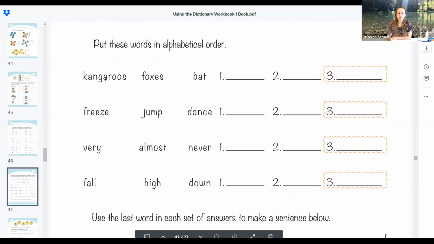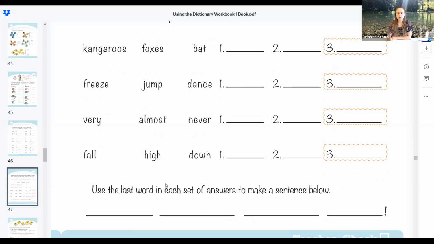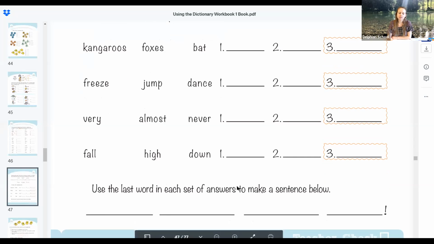We know we've got kangaroos. And then we have D, F, and J. So that next word is jump. And then we have very, almost, and never. Good, Aurora, that's right. It's V for very. So the words so far say kangaroos, jump, very, and then we have down, high, down, fall, and high. So then we're gonna put kangaroos jump very high. We got our secret message.